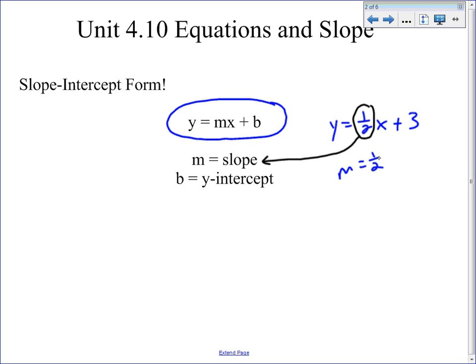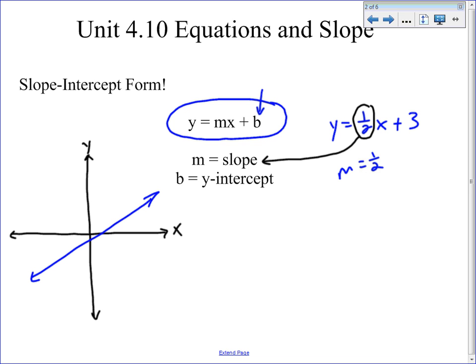The other thing we know about slope-intercept form is this intercept part. This b right here is going to be our y-intercept. What that means is, if we look at a coordinate plane, this being our y-axis and this being our x-axis, I'm just going to draw a random line in here. Our y-intercept, as we talked about earlier when we talked about intercepts, this point right here is the y-intercept. It's where it crosses the y-axis.